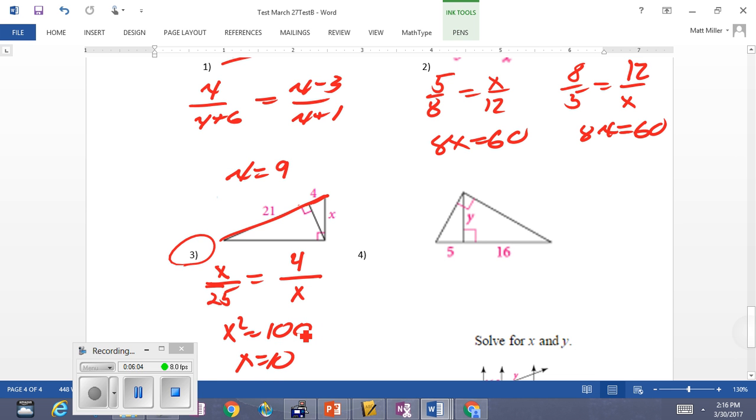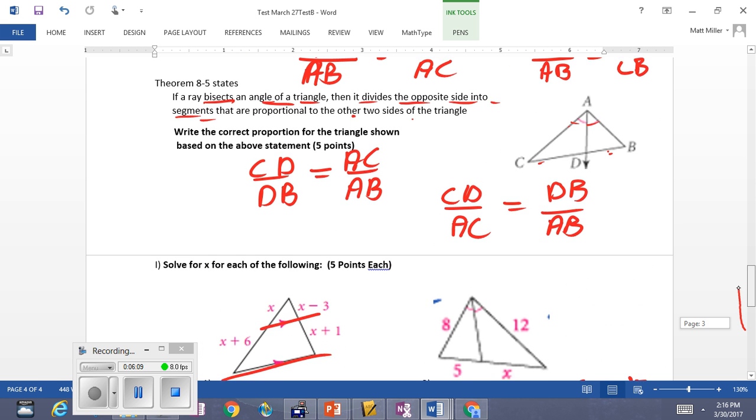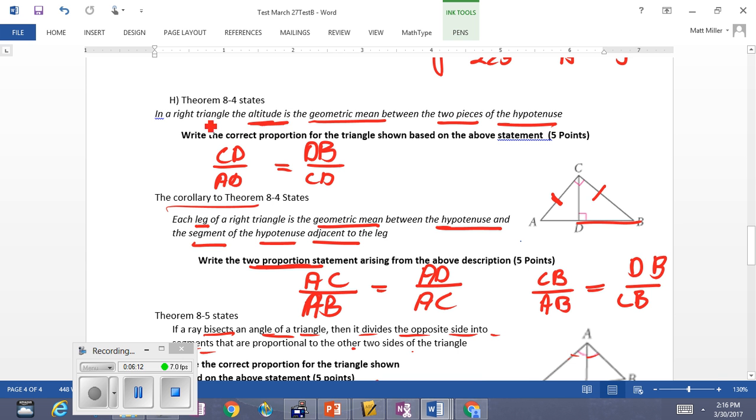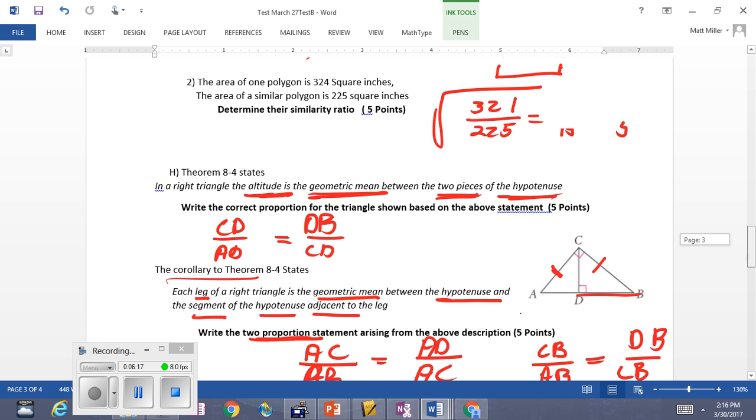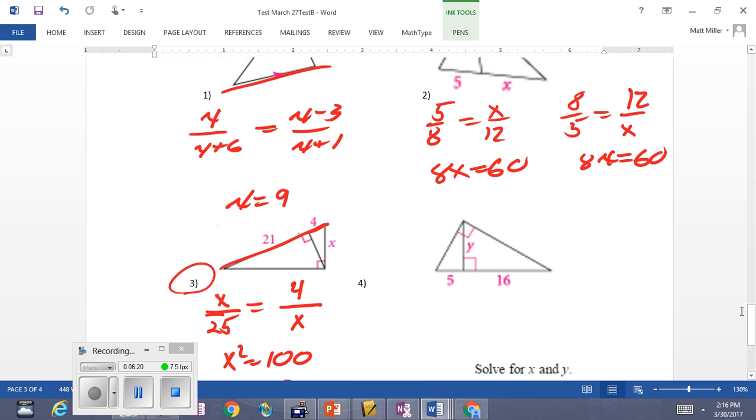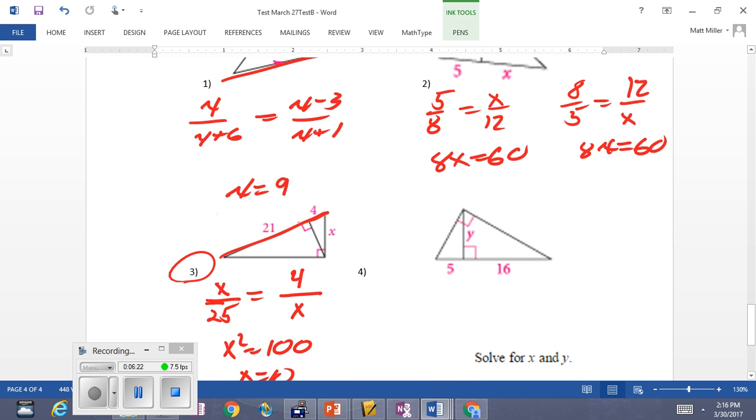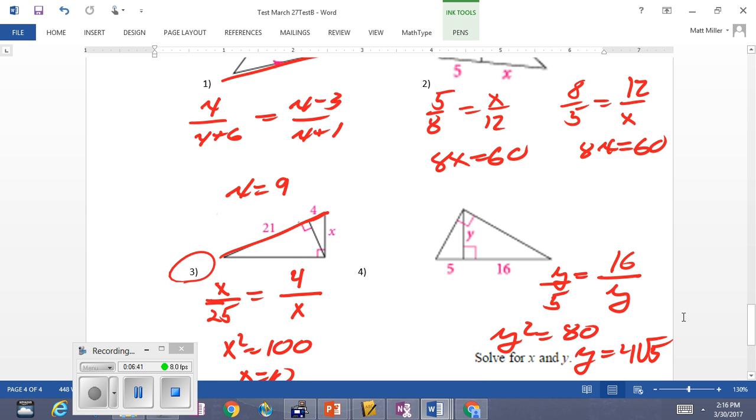This next problem is using the statement that says that the altitude is the geometric mean between the two pieces of the hypotenuse. The altitude is the geometric mean between the two pieces of the hypotenuse. So y is the geometric mean upstairs once, downstairs another time, between the two pieces of the hypotenuse, 5 and 16. Cross multiply, y squared equals 80. Simplify that, y should come down to 4 radical 5, okay?